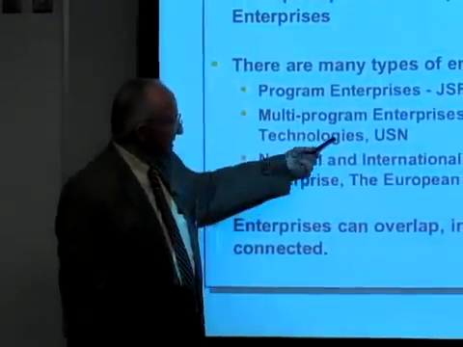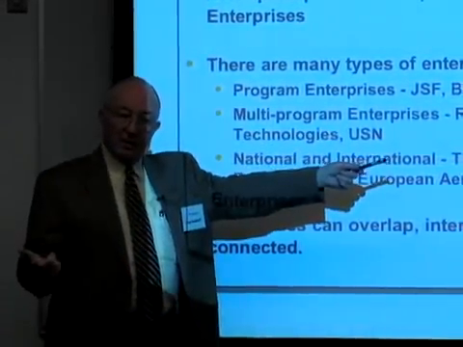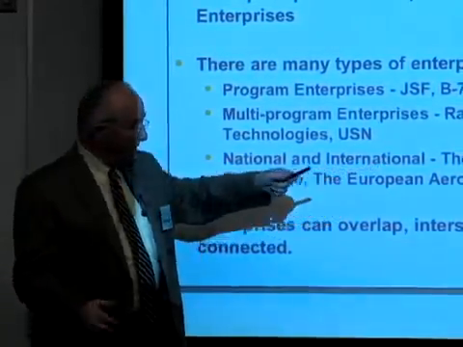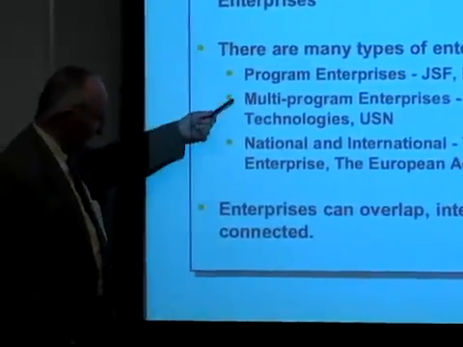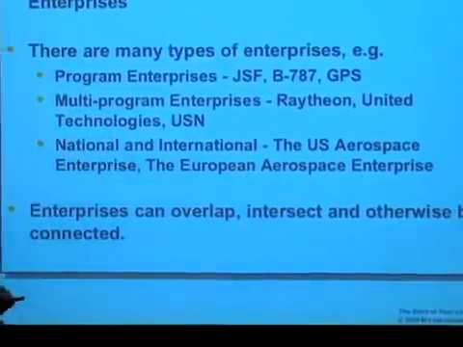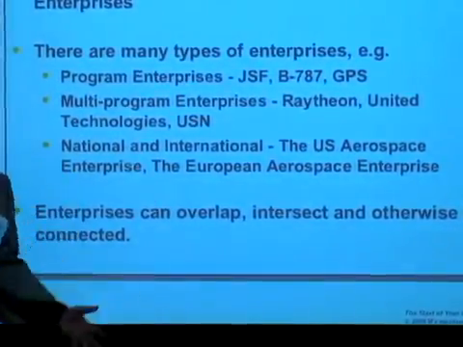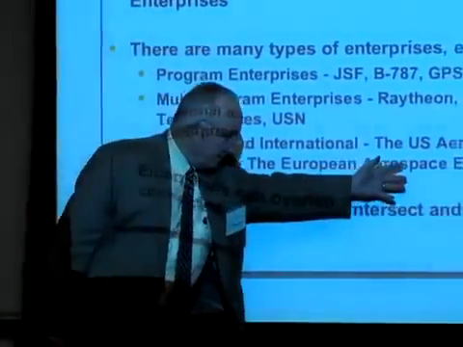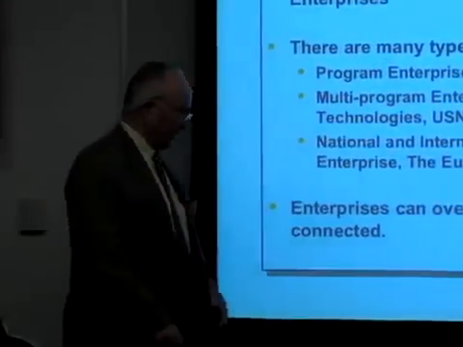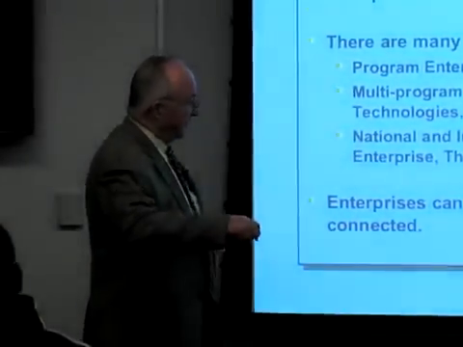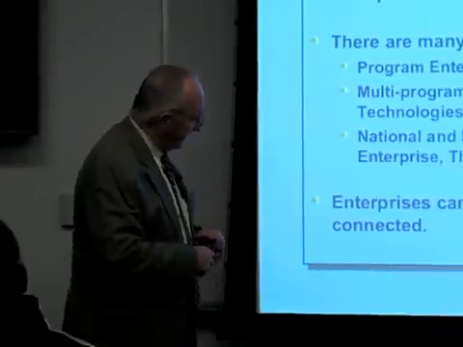United Technologies is Sikorsky, Pratt & Whitney, Carrier air conditioning, the Otis Elevator Company, lots of products, lots of programs. And then we've got the national and international enterprises, the aerospace enterprise, our whole aerospace industry, military and commercial. The European Airbus and the other companies, EADS. So we can have enterprises that overlap each other, intersect, and we'll show you how they can in fact be connected.